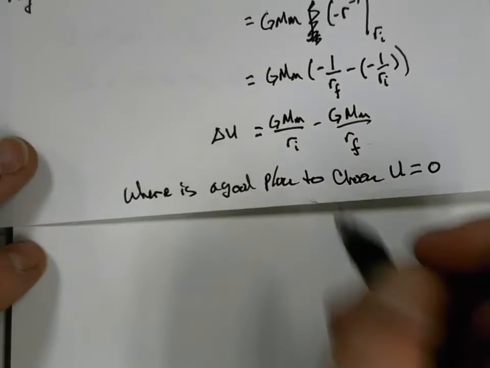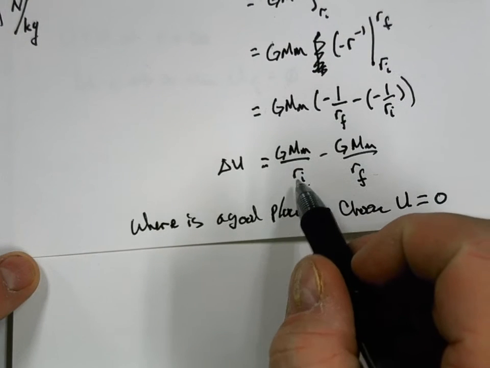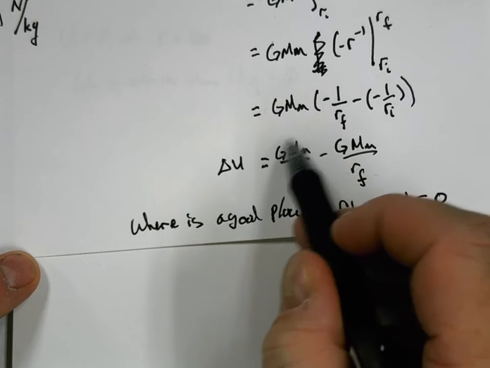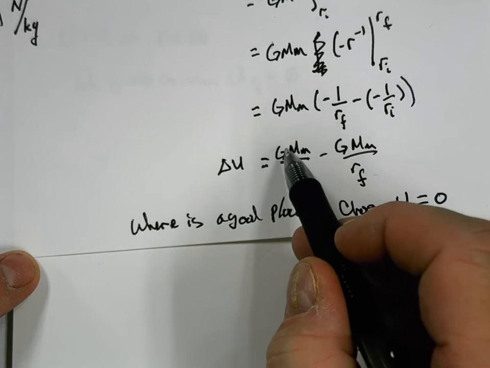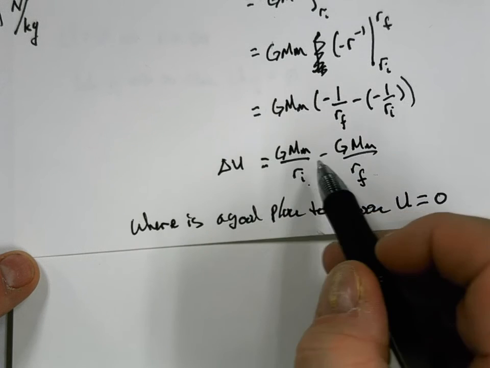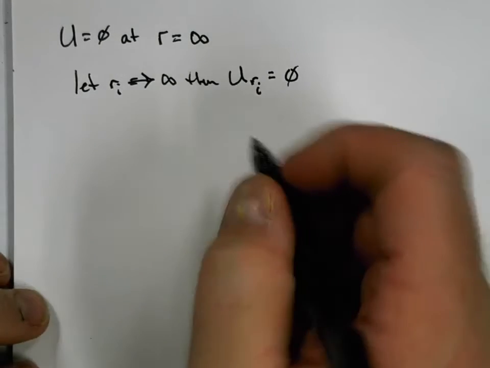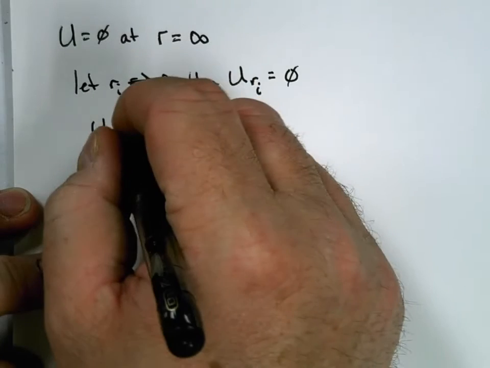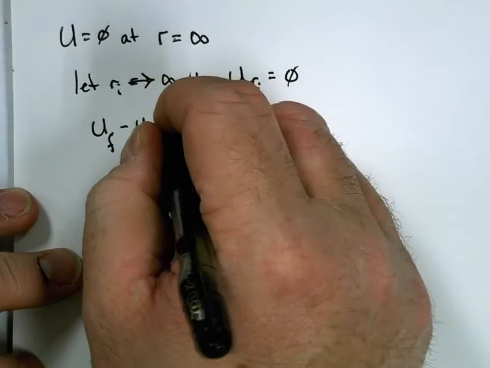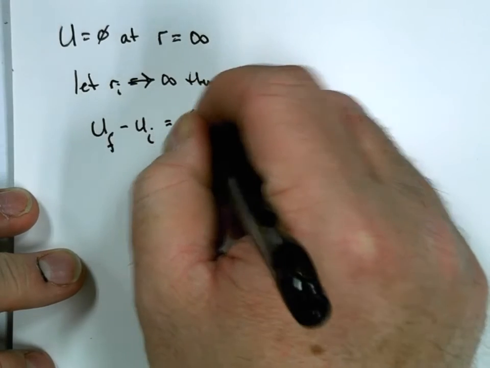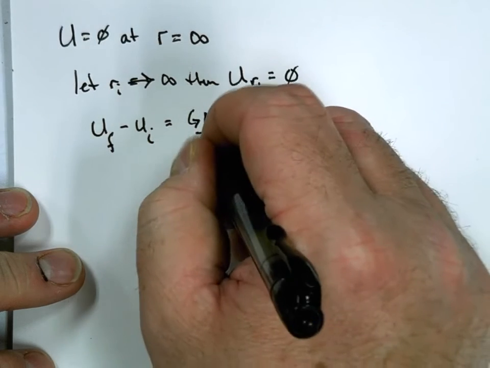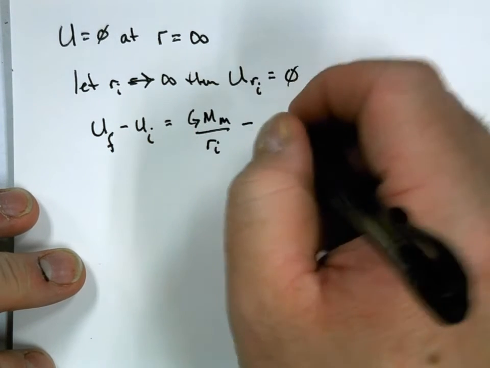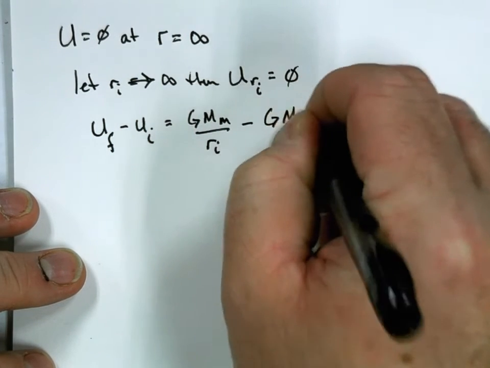Let's take a look at our equation again. If we take our initial potential to be at infinity, this entire term becomes 0, and so our delta U equals our negative work again. Let's work that out here. Our change in potential, delta U, is U final minus U initial, and that equals, from our previous page, G big M little m over R initial minus G big M little m over R final.